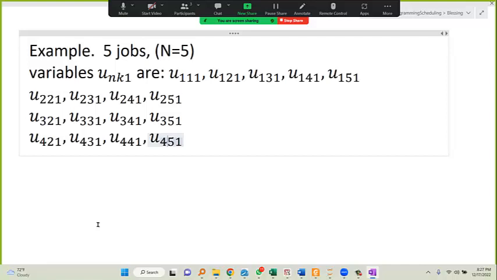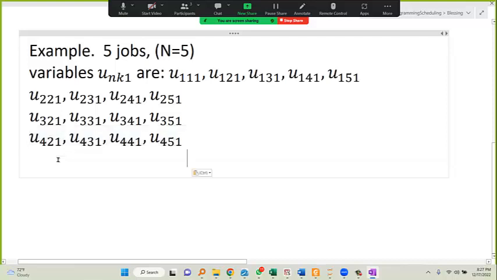Why are you changing U5? Oh, sorry. It's okay. U451, that's okay. Okay. And then what else? Then you have U521.